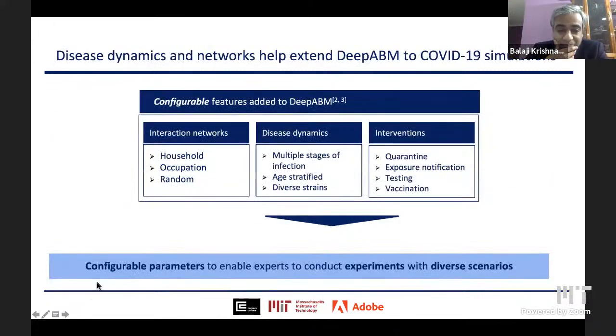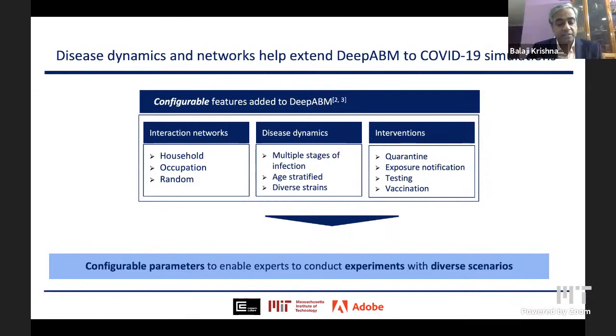Next slide, please. Right. And in particular for COVID-19, we took our ABM framework and added a whole bunch of configurable features to specifically support COVID-19 simulations. The variables in COVID-19 simulations fall under three broad buckets. One is how the agents or the population interact among themselves, which we model as interaction networks. The second is disease dynamics, about how the disease progresses. And the third is all the interventions that we could possibly have, right?